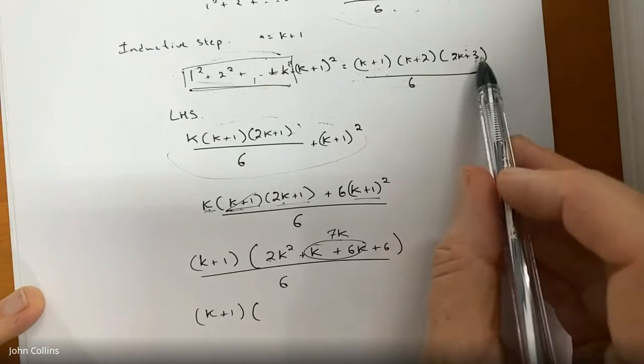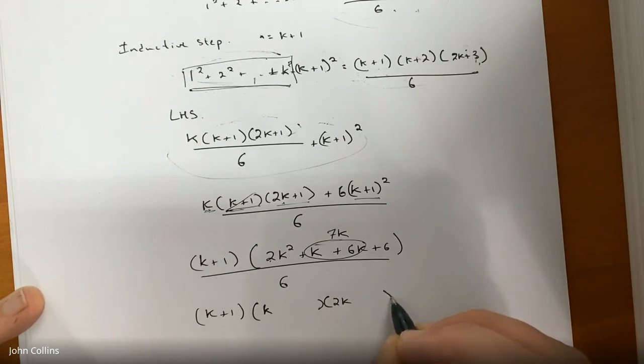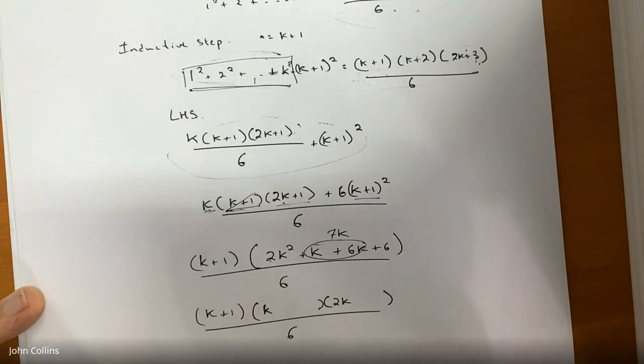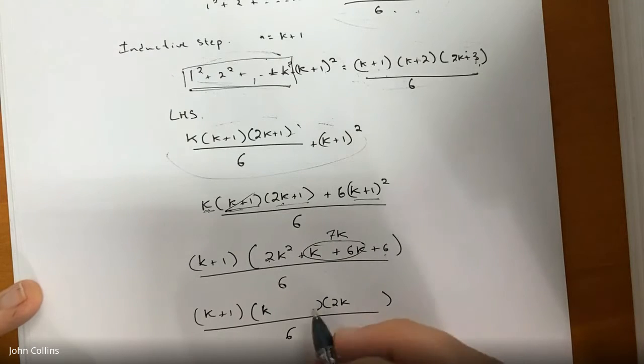And I want to get it to look like this. So I'm going to put this k in the bracket, the 2k down here, still all over 6. Now, will this work out? Factors of 6 are 2 and 3.